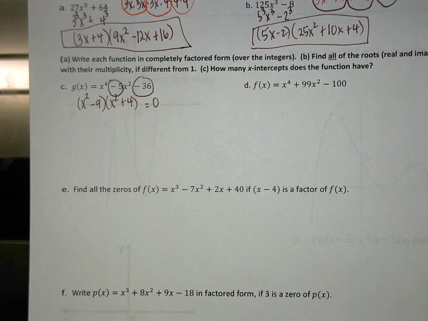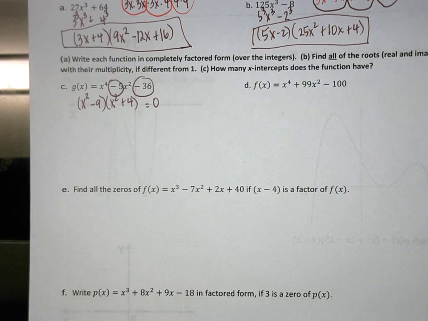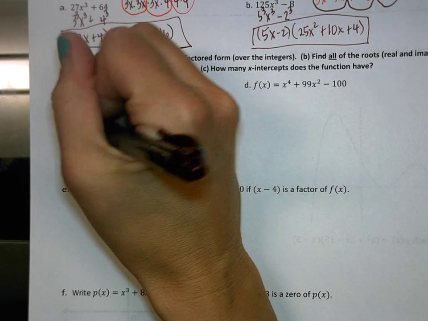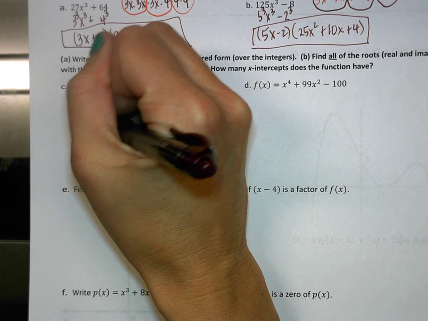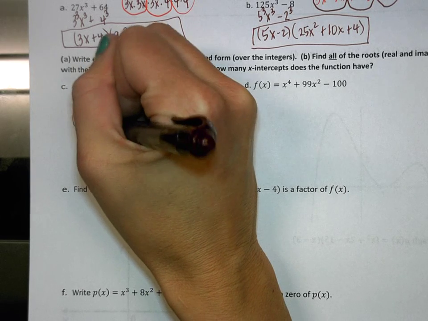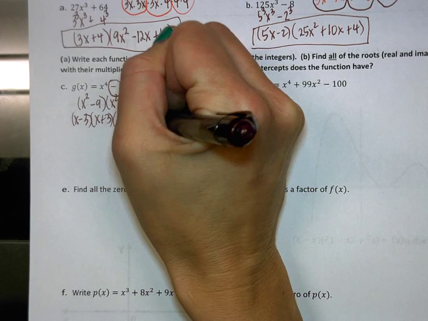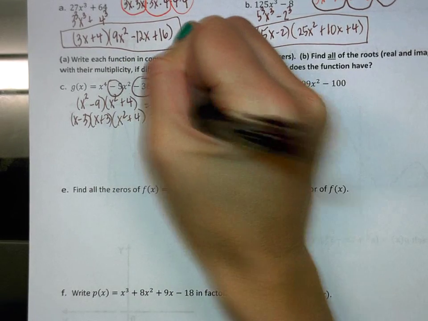Yes. Which one? Both of them. Only x squared minus 9, because it's a difference of squares. We can't factor a sum of squares. We can factor a sum of cubes, but not a sum of squares. This will not factor. Okay? So it's x minus 3, x plus 3, and x squared plus 4.